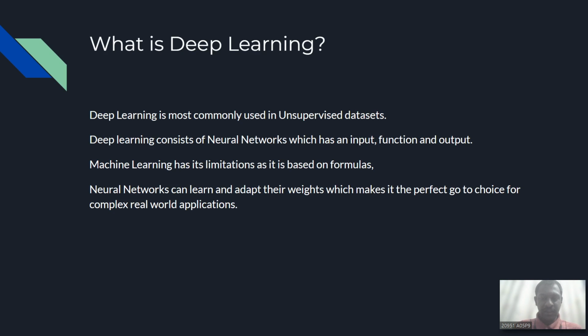Neural networks can learn and adapt their weights, which makes them the perfect go-to choice for complex real-world applications. A complex application would have a number of known and unknown variables which actually matter and alter the behavior of the current output. So for those reasons, a deep learning model is well suited rather than a machine learning model, because it's not feasible to build a machine learning model in this day, as we have the processing capabilities.